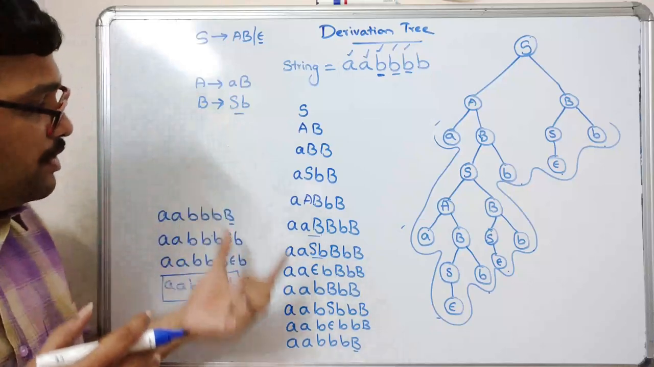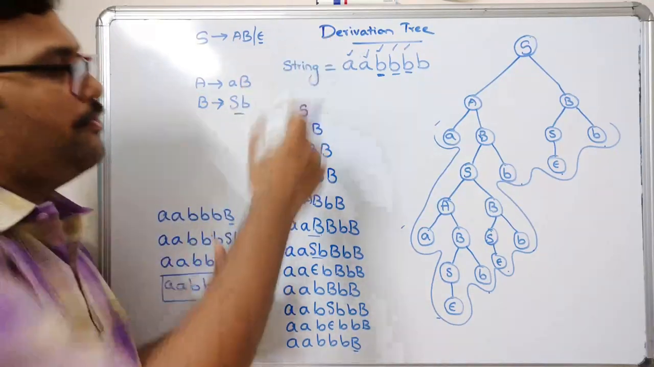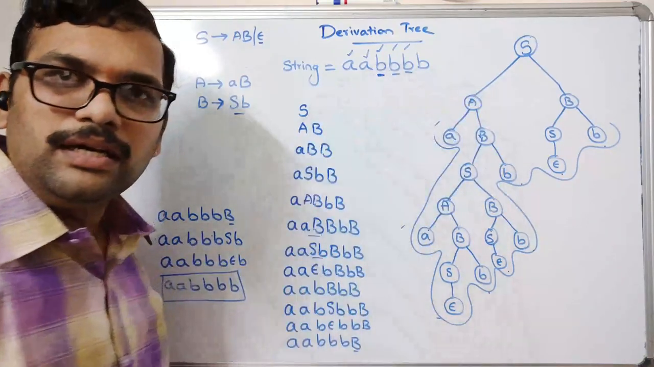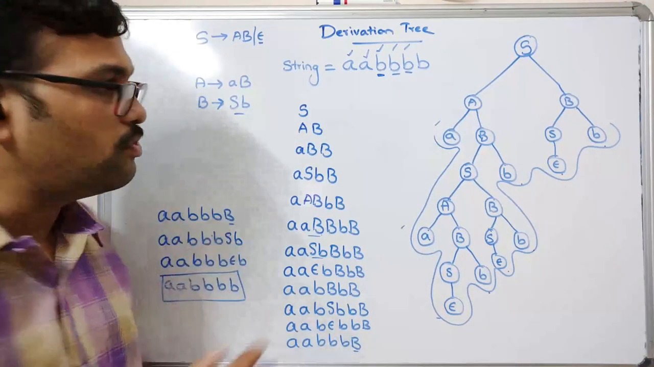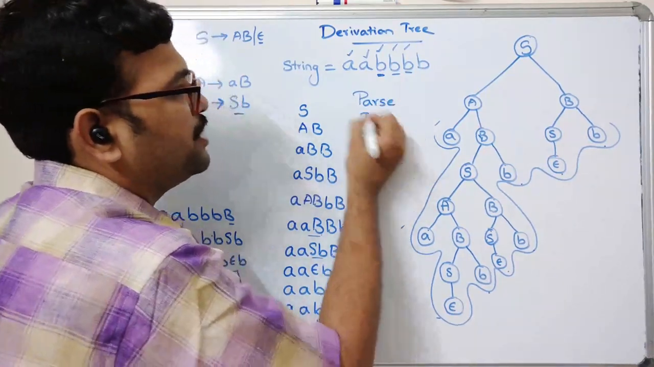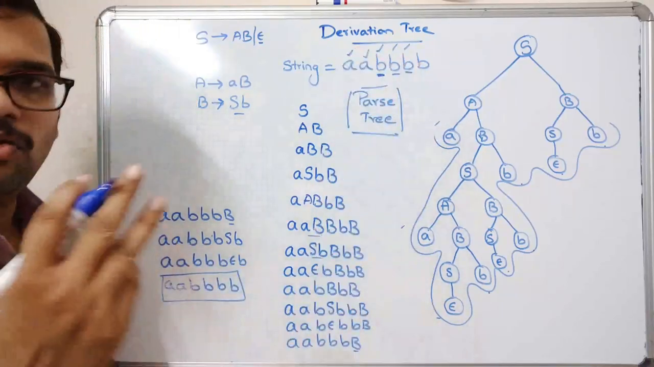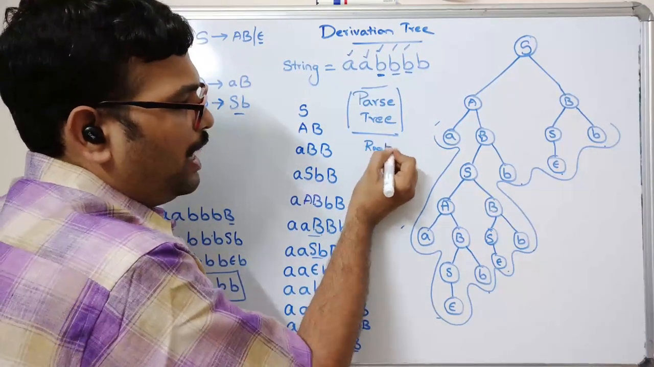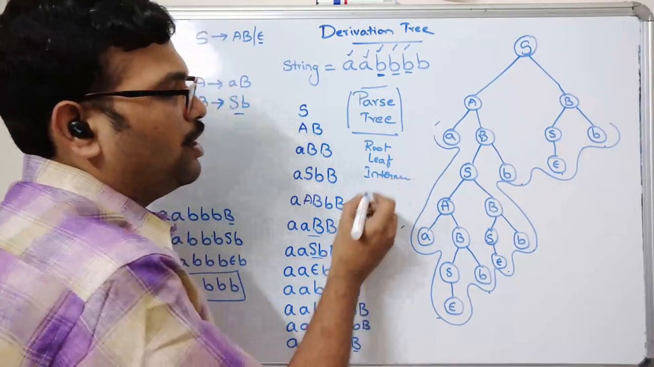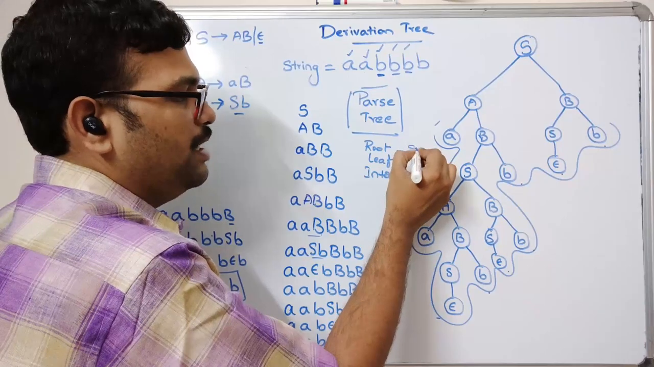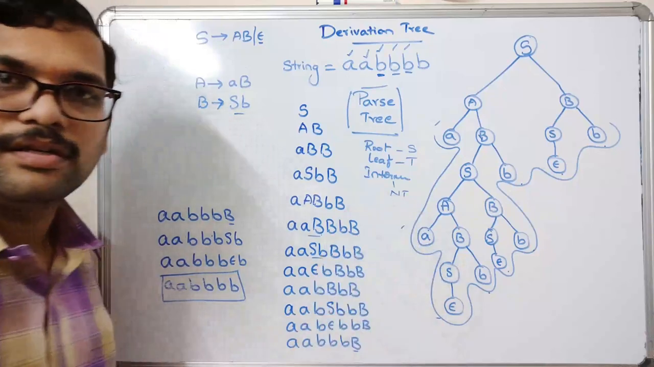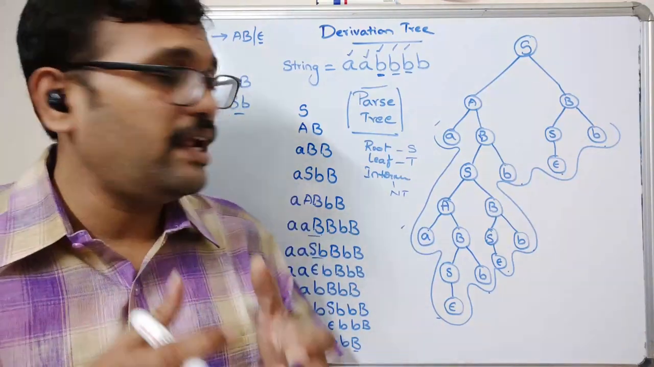If you derive the string from the production rules, then it will be very easy to draw the derivation tree. And this derivation tree is also known as a parse tree. Derivation tree or a parse tree. Three kinds of nodes will be there: one is a root node, another one is a leaf node, another one is an intermediate node. The root node is the start symbol, leaf nodes are terminals, and intermediate nodes are non-terminals. Right. So hope you understood this derivation tree and the derivation.